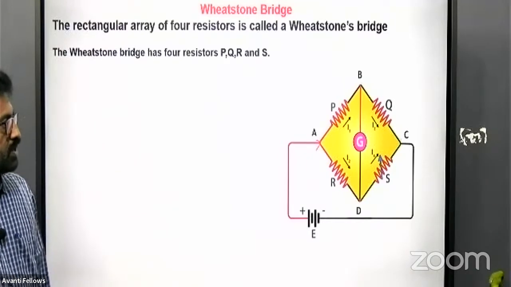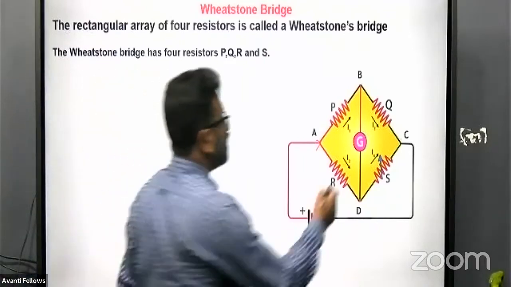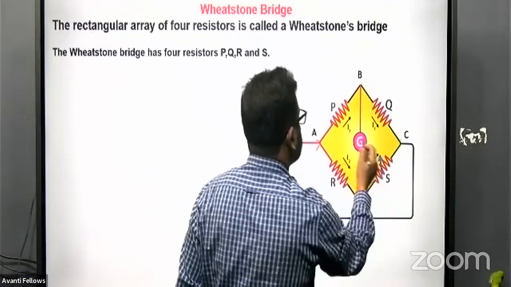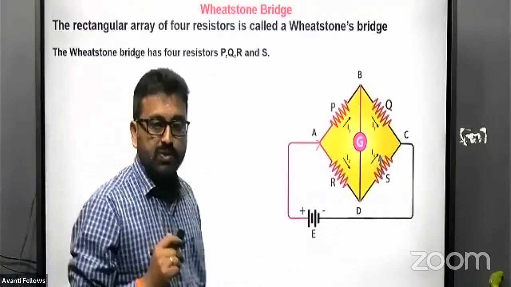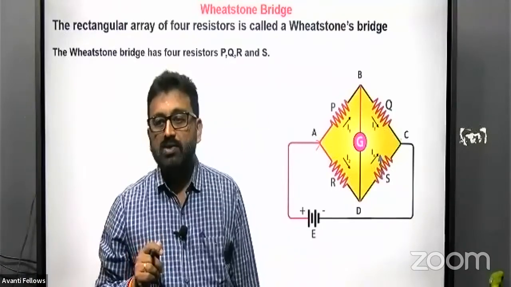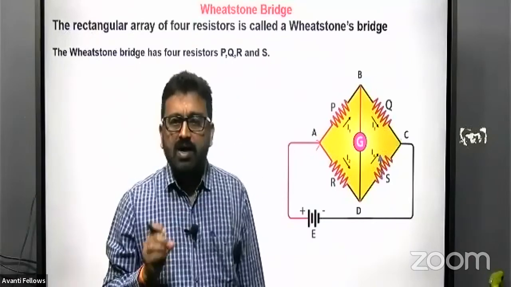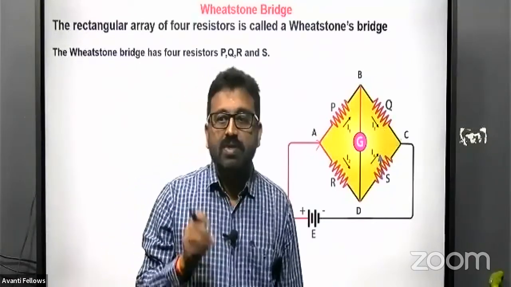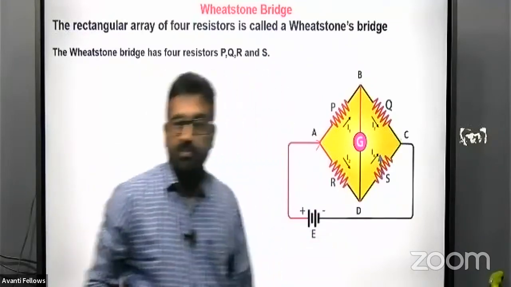Four resistors P, Q, R, and S are kept there, and in the middle point between B and D, there is a galvanometer connected. All of us know that a galvanometer is a device which is used to detect feeble values of current. For measuring strong values of current, we have ammeter as well as milliammeter. For detecting whether the current is present or not, we use a galvanometer.